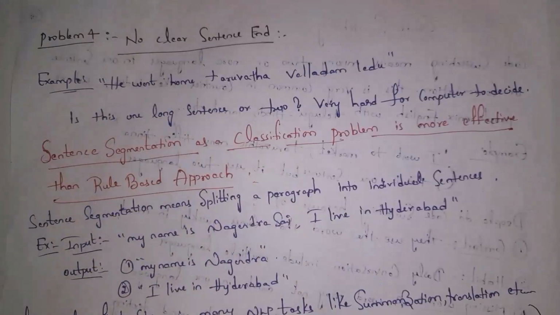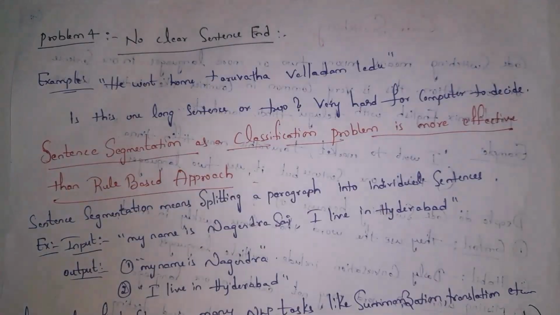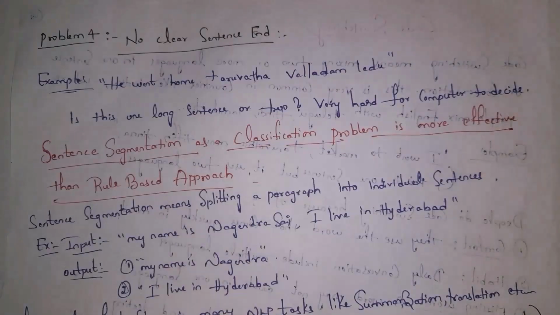And the fourth one is no clear sentence end. For example, there is a sentence like "he went home, tarvata velladam ledu." "He went home" is English. "Tarvata velladam ledu" is Telugu language. Is this complete sentence a single sentence or multiple sentences? It is very hard for the computer to decide.